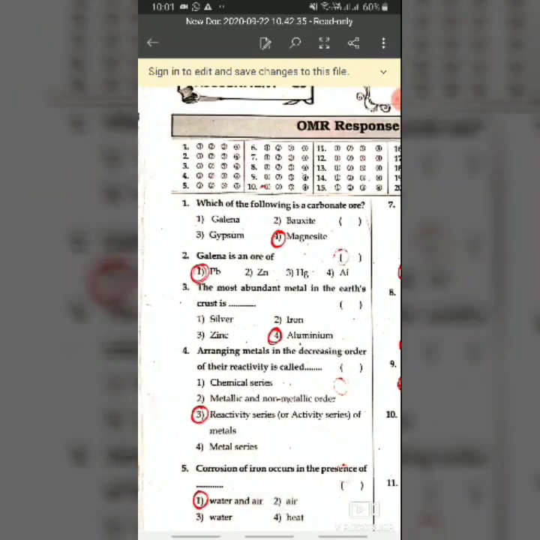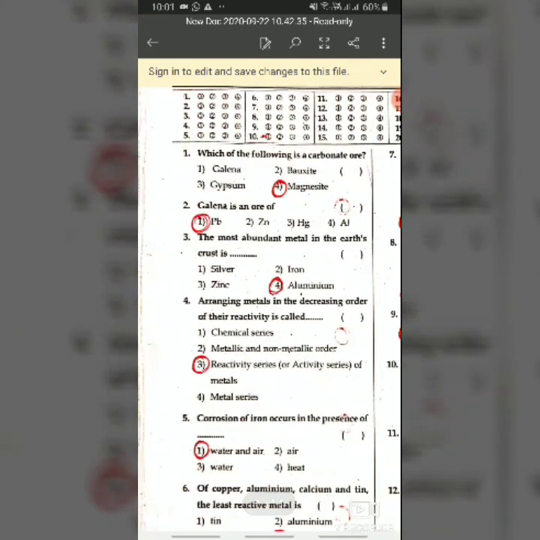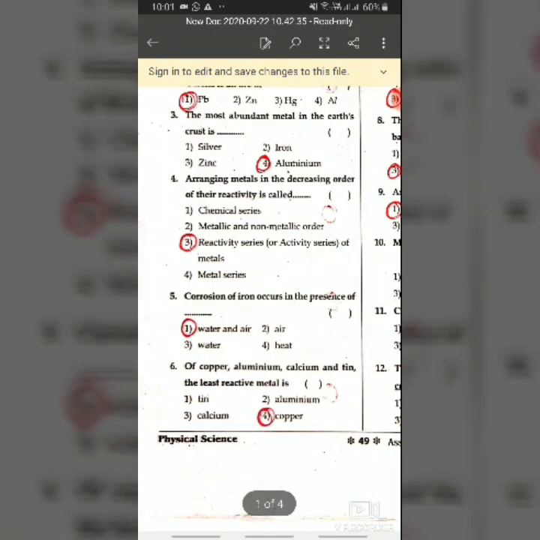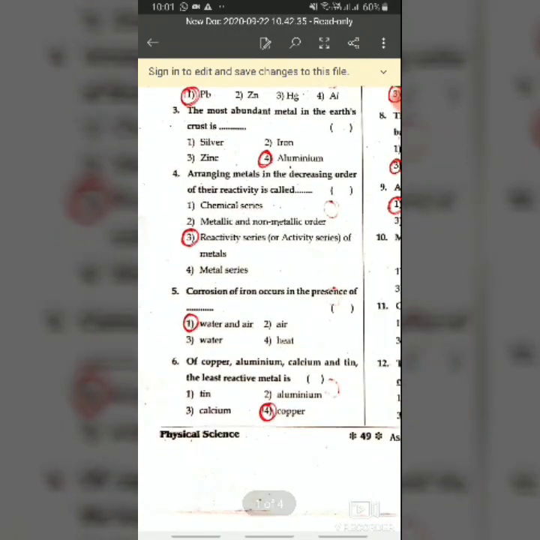Which of the following is a carbonate ore? Answer is magnesite, option 4. Galena is an ore of lead, Pb, option 1. The most abundant metal in the earth crust is aluminium, option 4. Arranging metals in the decreasing order of their reactivity is called activity series or reactivity series.